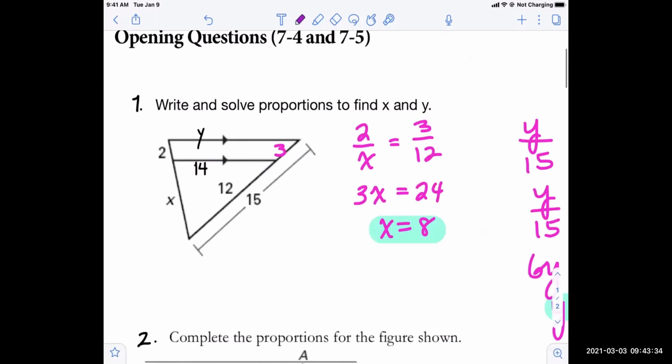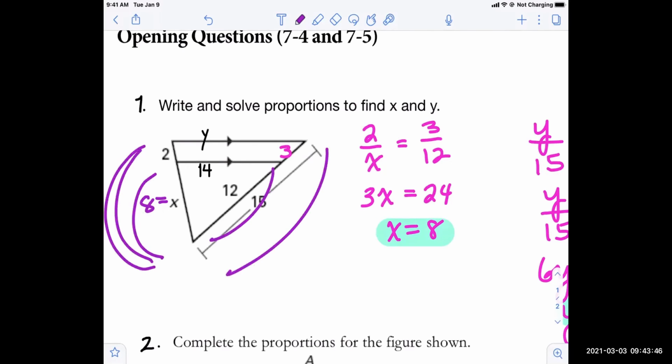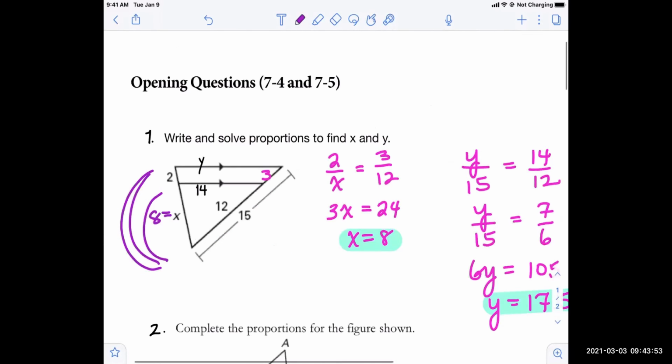Oh, you used the 8. I was like, wait, where's 8? Okay, so you used x that you already found. That's good. Since x is 8, 8 over 10 is 12 over 15, right? Oh, you used, okay. That's actually what I was going for.